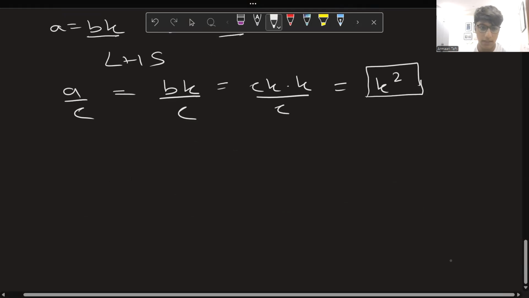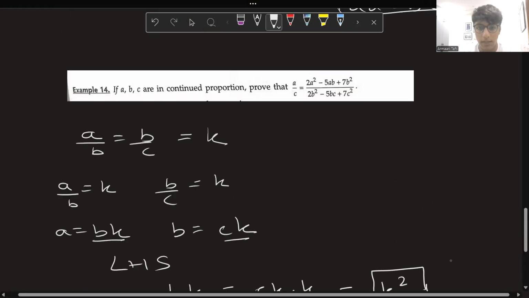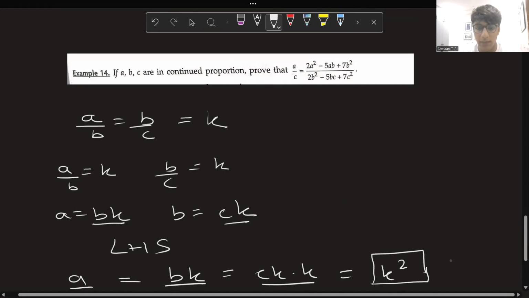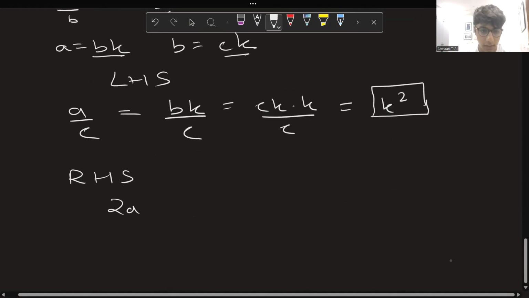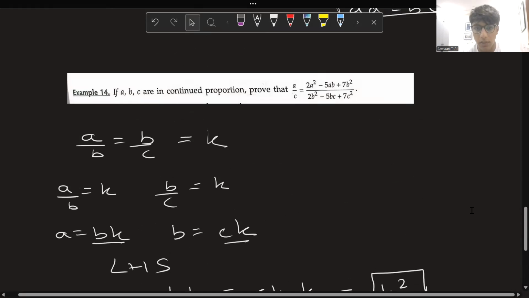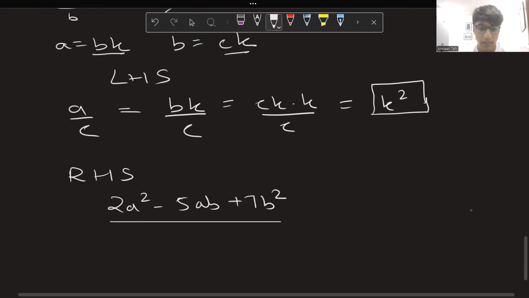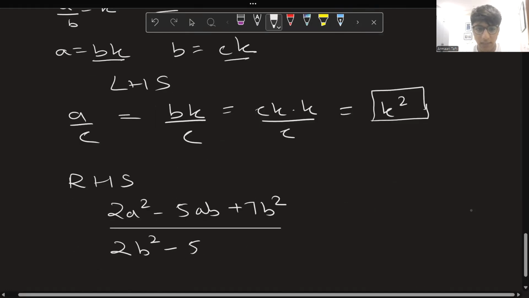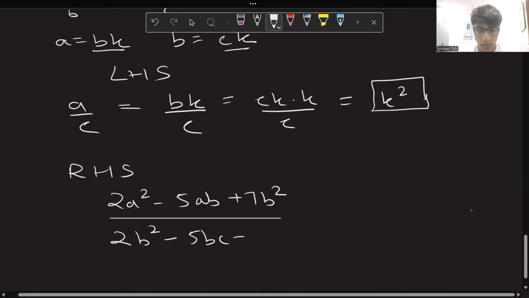Now let's work on the RHS. Let me just copy down the RHS. That is 2a square minus 5ab plus 7b square, divided by 2b square minus 5bc plus 7c square. 2b square minus 5, what was it? 2b square minus 5bc plus 7c square. So now how can we simplify this?